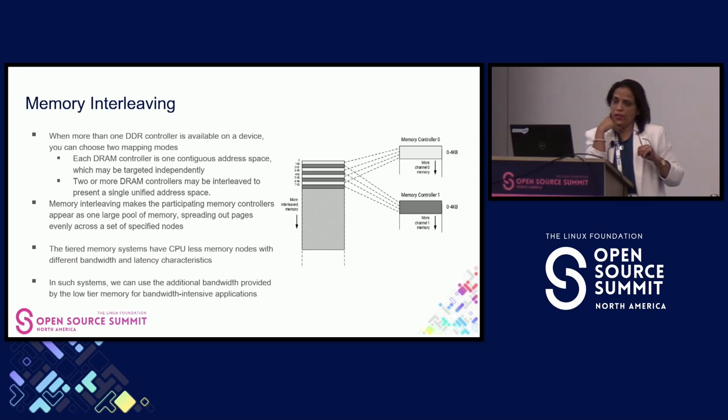Now let's look at another feature that can be leveraged for memory bandwidth expansion, that is memory interleaving. To start with, if you have more than one DDR controller on the device, there can be two options. Each of the memory controllers can be used independently, or two or more controllers can be interleaved together to present a single unified address space. So that's where memory interleaving comes into the picture.